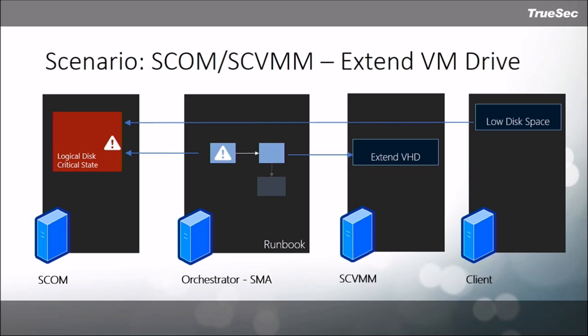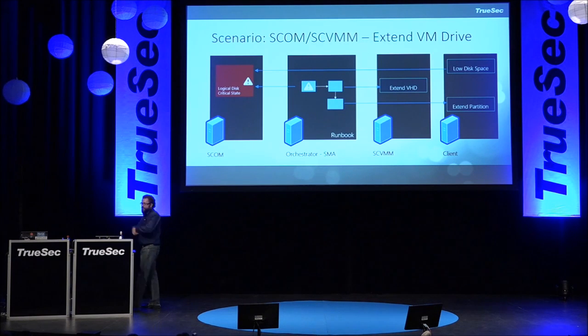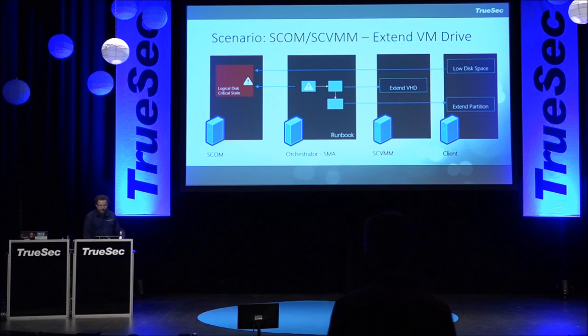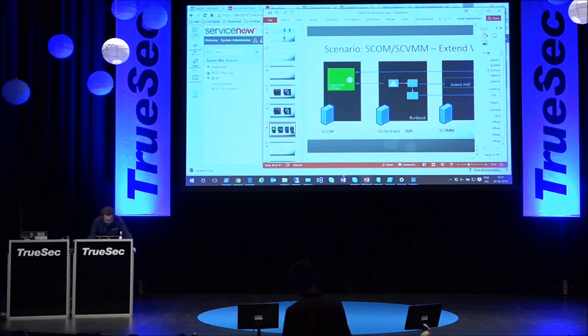First thing it does is to go to SCVMM and extend the VHD. And then when that's done, we connect directly to the server that has the problem and we extend the partition. So this means that when the disk is full, about 10 seconds later, it will be X number of percent bigger. Of course, it could be dangerous in a production environment to just expand it all the time until it's 4 terabytes big and everything crashes. But it's still a good example of how automation can help you.